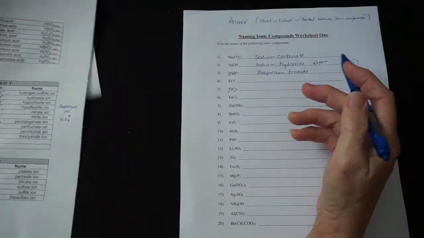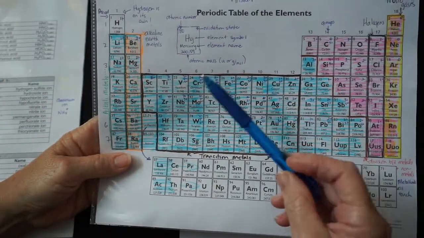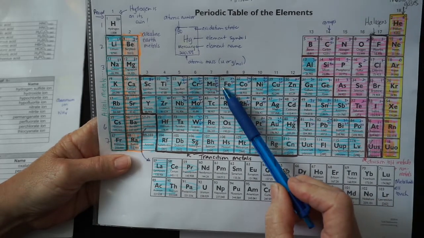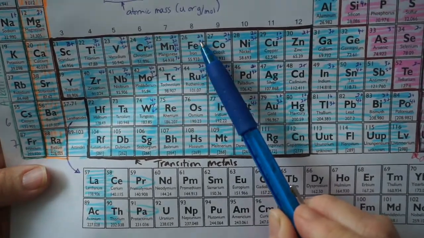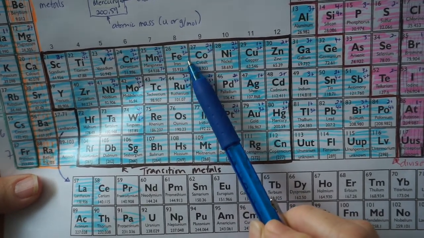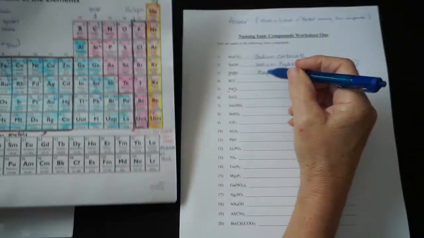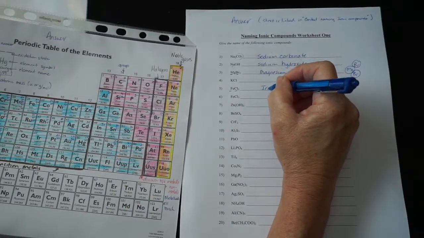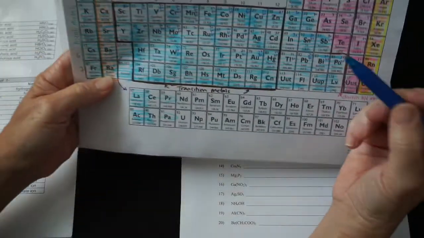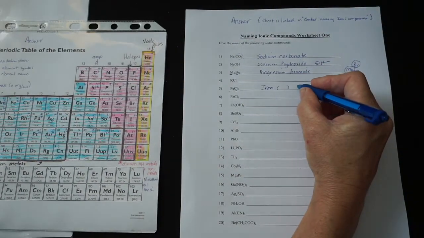Now I'm looking at iron. I want to find iron on my periodic table and make sure it's a metal. Where is it? Ah, there's iron. Okay, I've got a situation where I have iron 2 positive and iron 3 positive. This is the one that uses the Roman numerals, and I need to figure out which one it is. My options are that it's 2 or 3. And I've got chlorine.